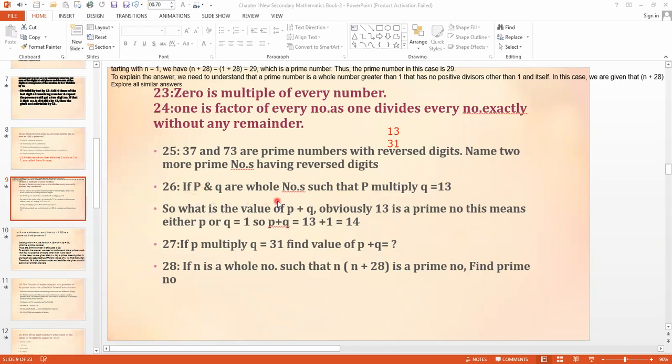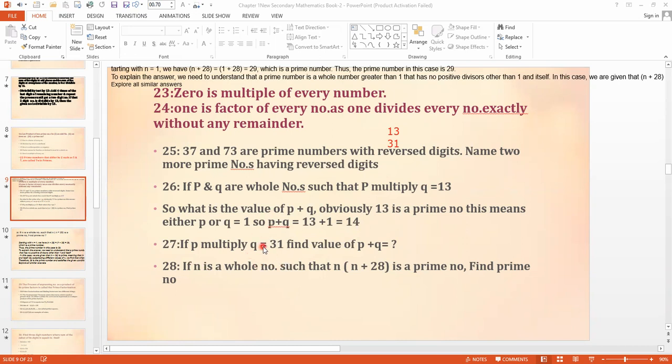If P and Q are whole numbers, two variables are given to you, such that P multiplied by Q is equal to 13, what is the value of P plus Q? When we multiply P with Q, we get 13. As you know, 13 is a prime number, so what is the value of P? Obviously, it is equal to 1. So when you add 13 plus 1, what will be your answer? 14.